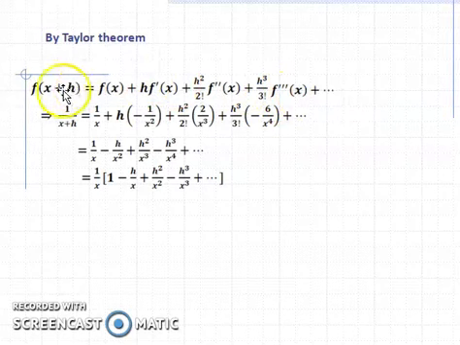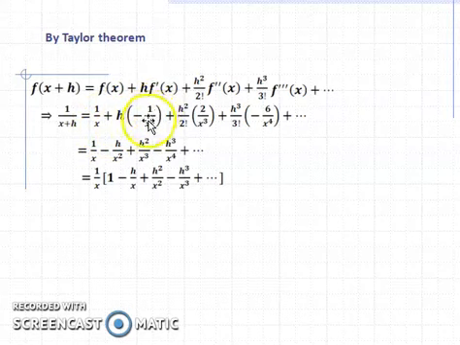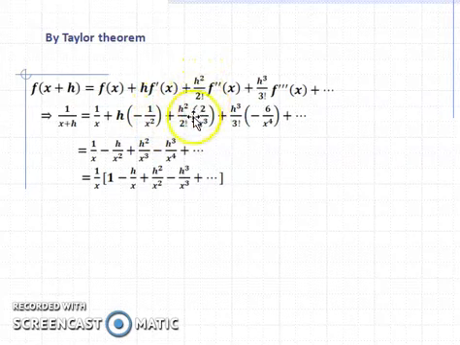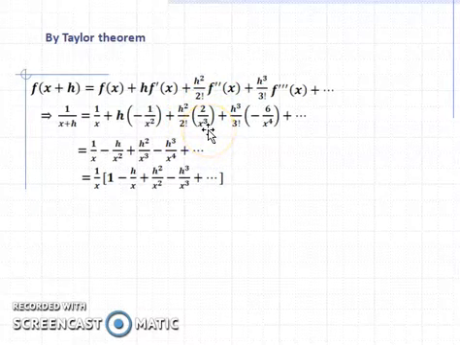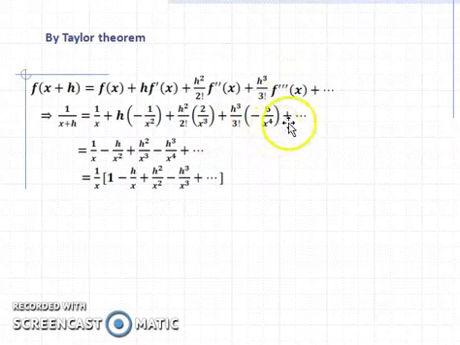So f of x plus h is 1 by x plus h. What is f of x? We have already derived the value: f of x is 1 by x. h is as it is. f dash x value is minus 1 by x square, plus h square divided by factorial 2 as it is. f double dash x value is 2 divided by x to the power 3, plus h cube divided by factorial 3 as it is. f triple dash of x is minus 6 divided by x to the power 4 plus dot dot dot.